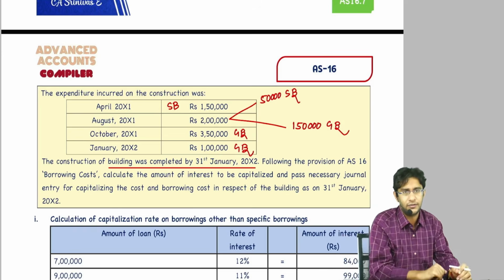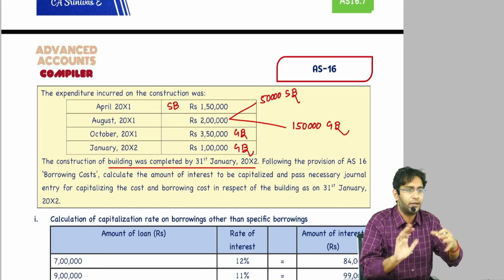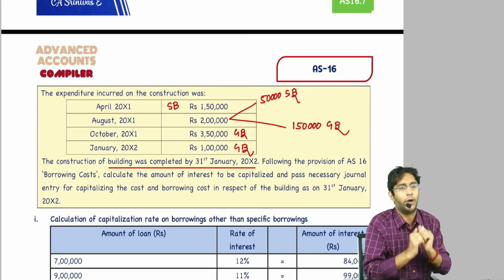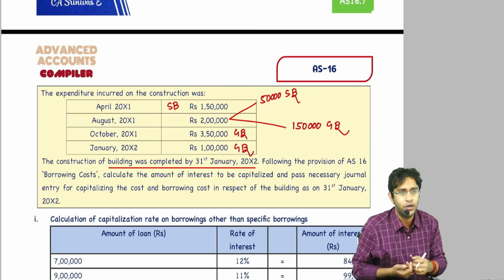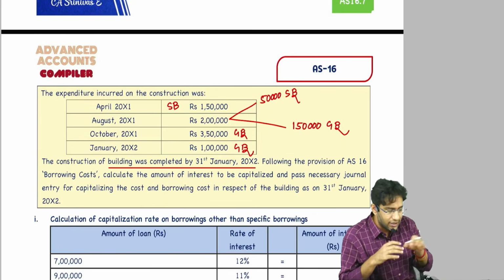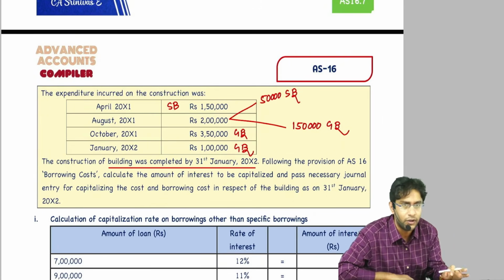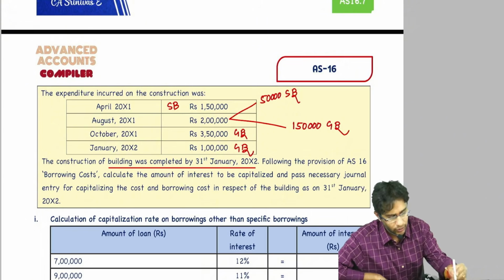Apply FIFO basis. First in, first out. First you have to spend that. After spending that only should you invoke general borrowings. Very logical also, no, sir. Exclusively for you only I borrowed, no. So first you have to spend that. Once that is over, the remaining you believe is funded out of general borrowings. Okay, now let's try to solve this.